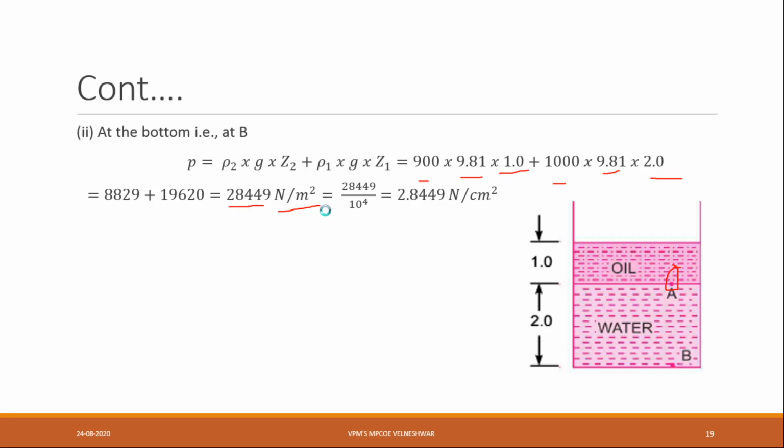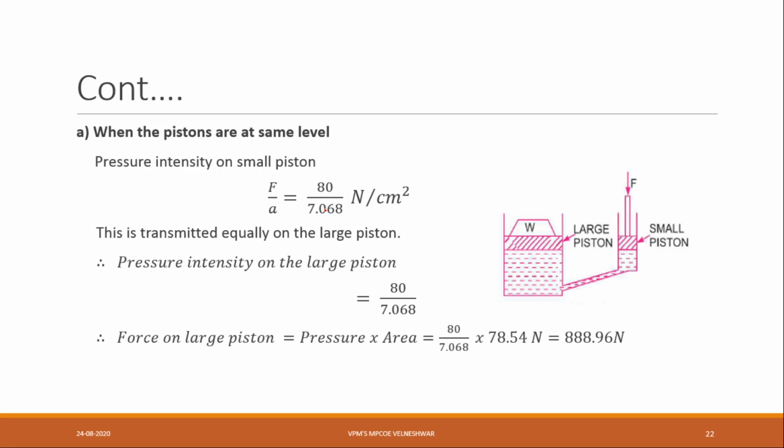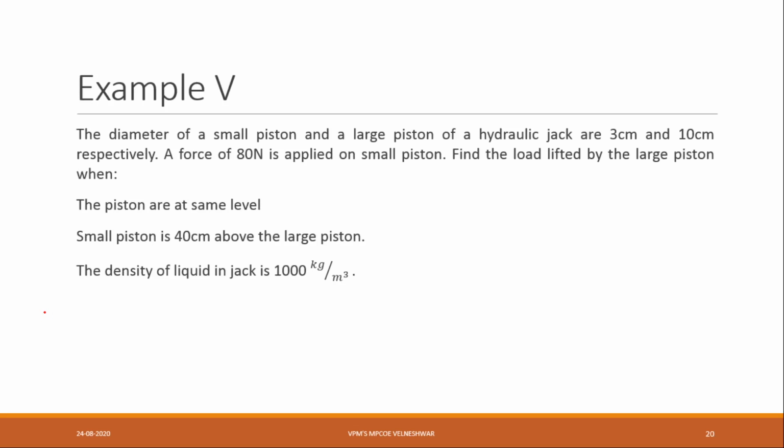Okay. Now example 5. Next example: the diameters of a small piston and a large piston of a hydraulic jack are 3 centimeter and 10 centimeter. See here, this is my small piston and this is my large piston. Two pistons are there, the small one's diameter is 3 centimeter, the large one's diameter is 10 centimeter. A force of 80 Newton is applied on the small piston. Find the load lifted by the large piston when.